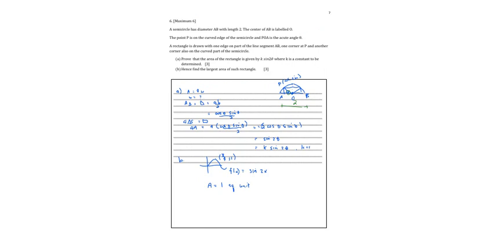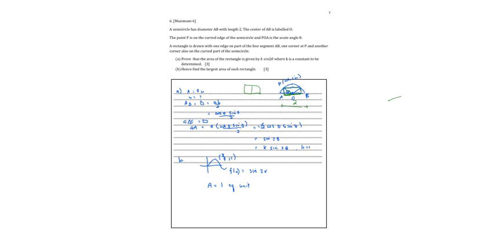A rectangle is drawn with one edge on part of the line segment AB. So you can see the length of the rectangle is on AB, part of that, and one corner at P, and another corner on the other part, of course, where it will be parallel. So I draw this rectangle. Rectangle area is length times width. I can find the width, but I will have a problem with my length. So probably I'll just get the area of the triangle.